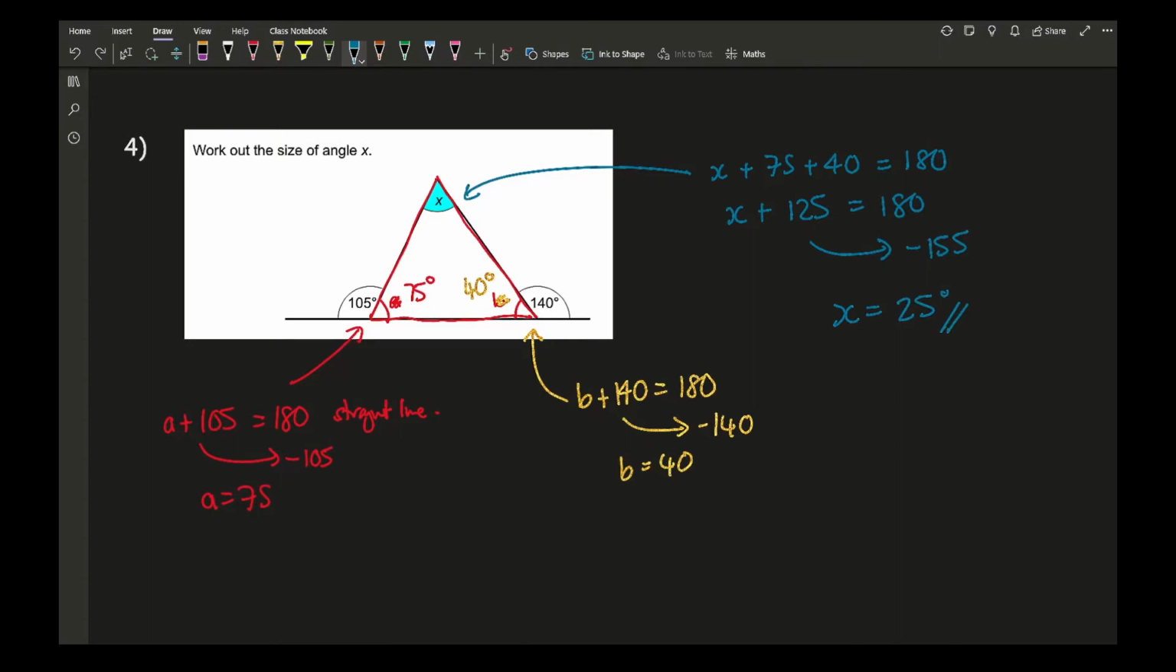So if you do see any missing angles, this question in an exam would be worth, let's say, 3 marks. You get 1 mark for working out 75, 1 mark for working out 40 degrees, and then 1 mark for finding out what x is.